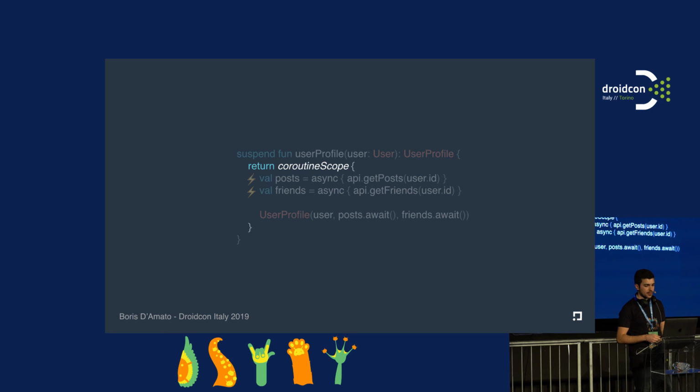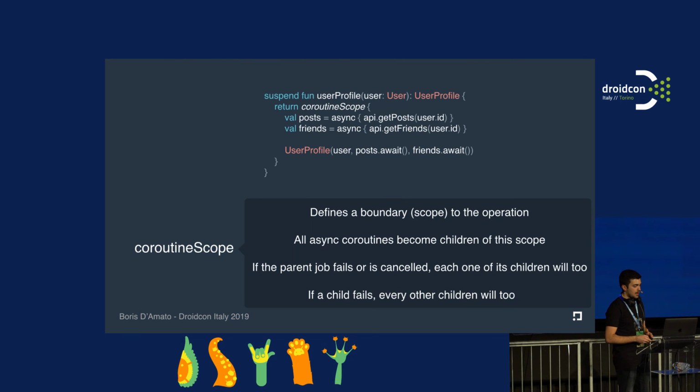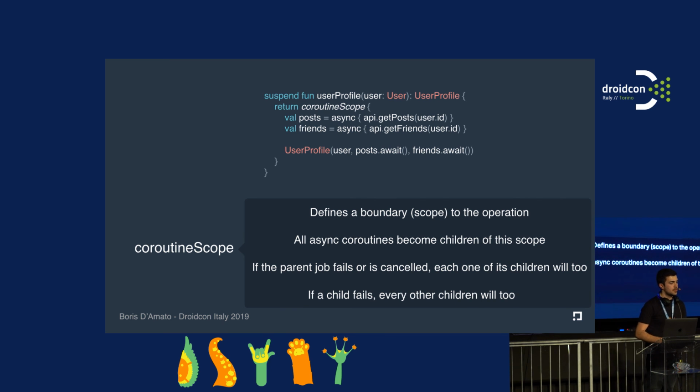And what coroutineScope does is allows us to run both at the same time. So we will call both endpoints at the same time and then just return the result when we have both the results. And what coroutineScope actually is something that defines a boundary, so a scope to our operation. All our coroutines become children of this scope.